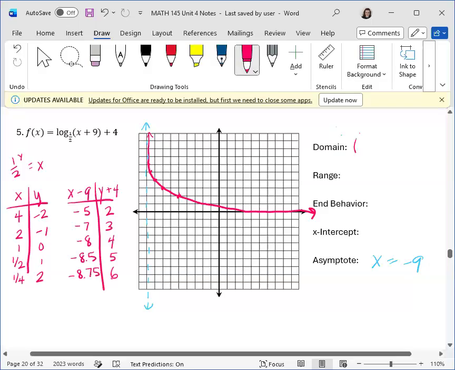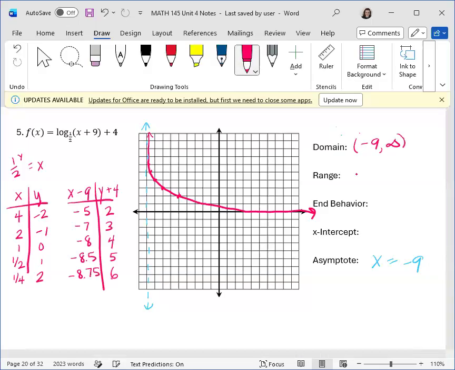Okay, so our domain goes from -9 to infinity. Our range, -infinity to infinity. The end behavior, as x approaches -9, y is approaching positive infinity. And as x approaches positive infinity, y is approaching negative infinity. I made it kind of look like it's not going to cross that x-axis. It does. It continues to go down.